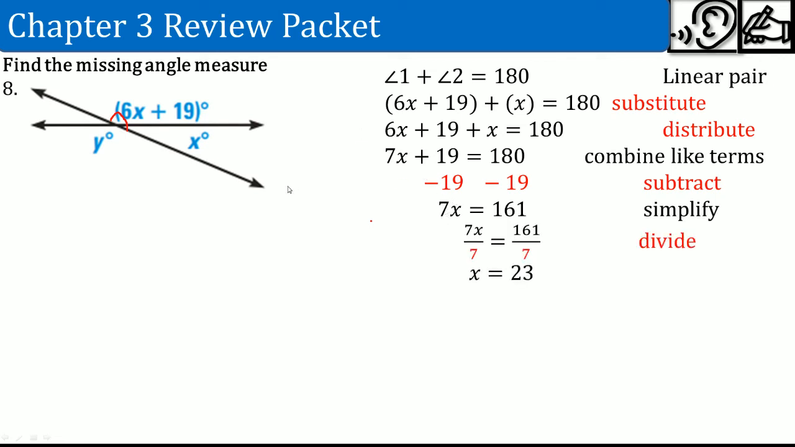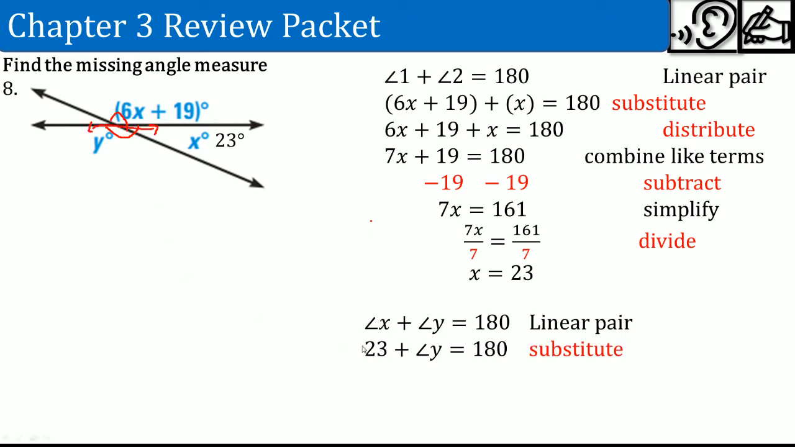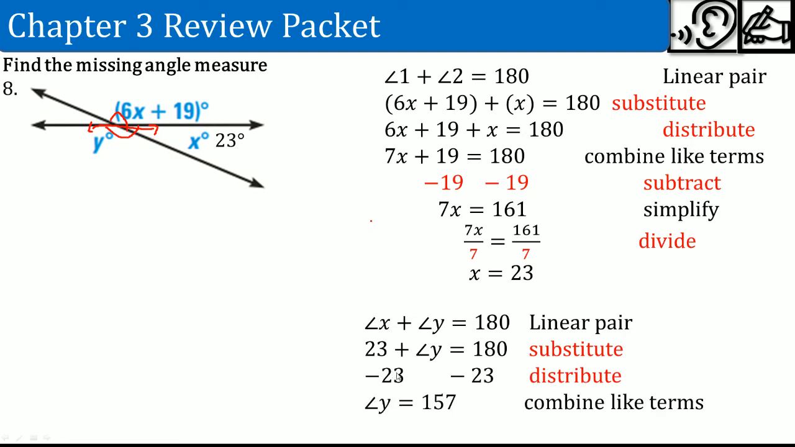You're not done, because you have to solve for the missing angle. So you know the angle here is 23. I need to find y. I've noticed that there is also another linear pair right here, because this makes this line. So x, which is 23, plus y equals 180. That's a linear pair. Subtract 23 from both sides, and you get angle y equals 157. That is 157 degrees right there.